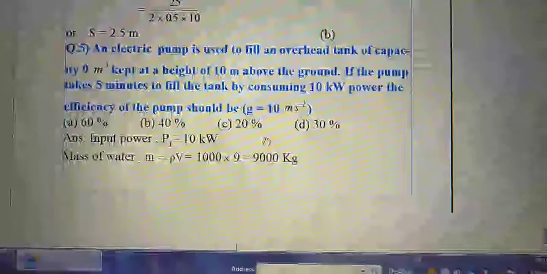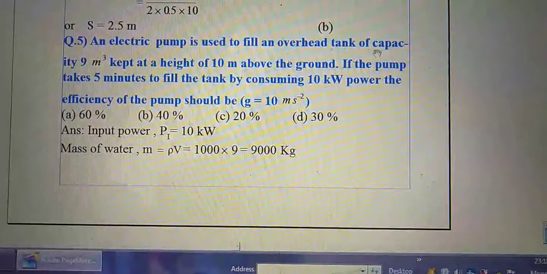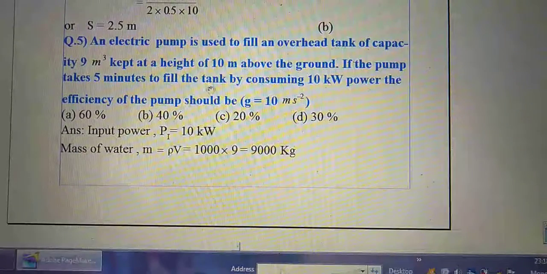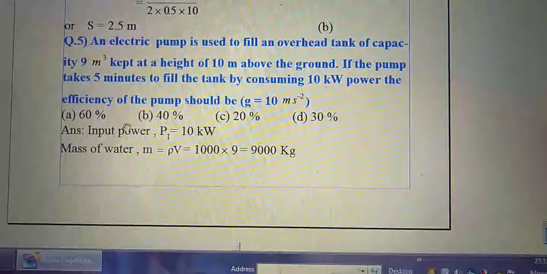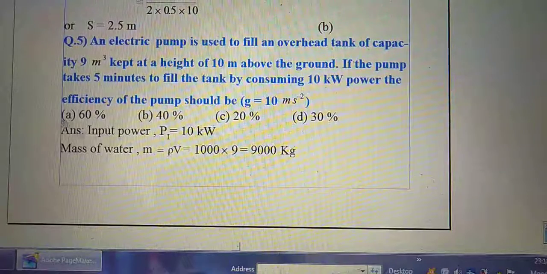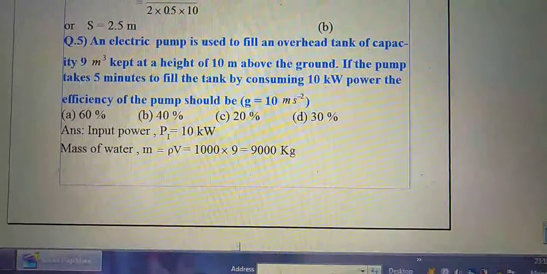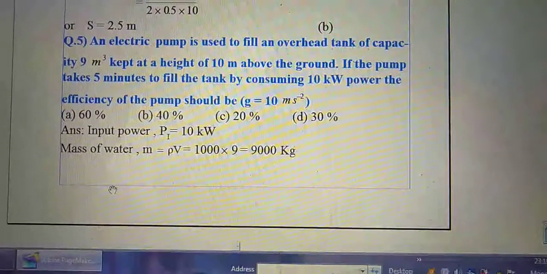Next question. An electric pump is used to fill an overhead tank of capacity 9 meter cube kept at a height of 10 meter above the ground. If the pump takes 5 minutes to fill the tank by consuming 10 kilowatt power, the efficiency of pump should be: A 60%, B 40%, C 20%, D 30%.